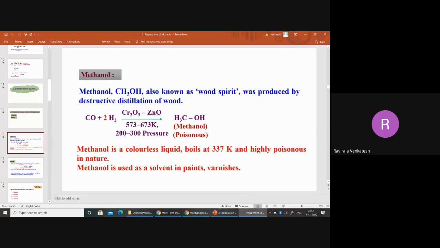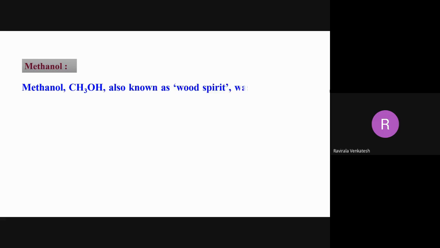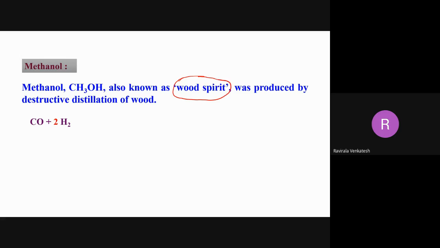Let's see how methanol is generally prepared. What are the methods generally taken? The preparation of methanol. Methanol is also called wood spirit, because it is prepared from wood. Methanol means CH3OH, also called wood spirit. It can be prepared from wood, and that is the reason it is called wood spirit.